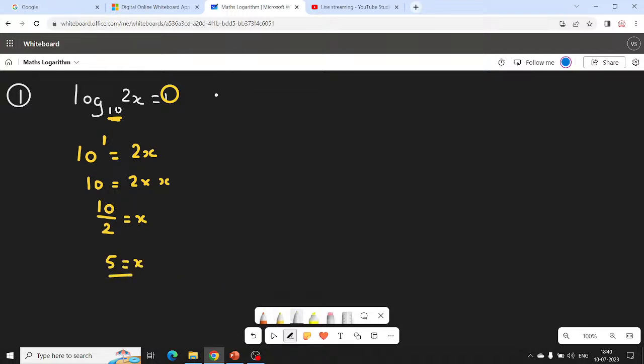Okay, second question ready? Take it down. Log base x, now this is 9 by 16 bracket, is equal to minus 1 by 2. Find the value of x.